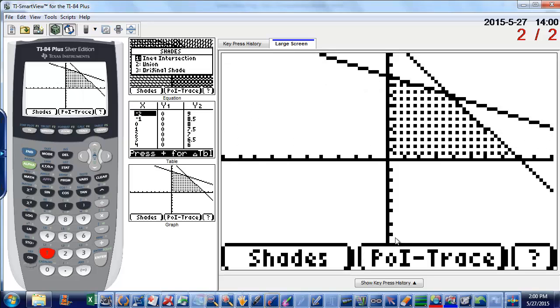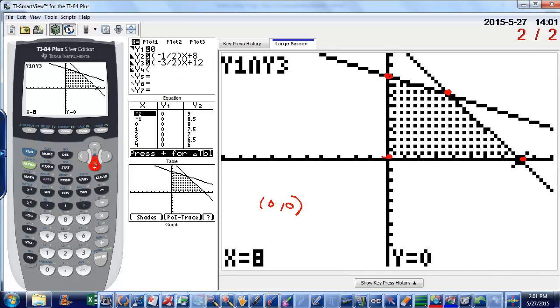Now, what we need to find are all the points of intersection. So we need to find this point, this point, this point, and this point. I think you know what this point is. This point is 0, 0, right? Now, a quick way to do that, yes, you can go ahead and do your second trace to go to intersect and find all these and bounce around. But a shortcut is you can hit alpha trace. So if I hit alpha trace and we bounce around, see where my cursor is blinking?